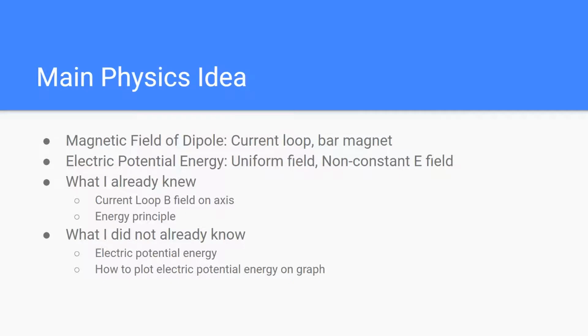This is an overview of reading week 6. The main physics ideas that we discussed are the magnetic field of a dipole, which can be a current loop or a bar magnet. And then we also discussed the electric potential energy of a uniform field and also mentioned how a non-constant E field can also have electric potential energy.